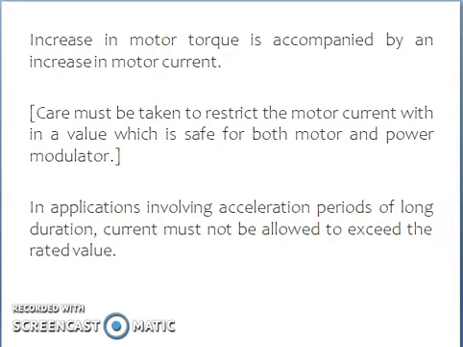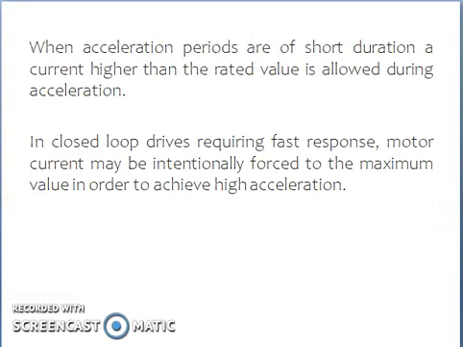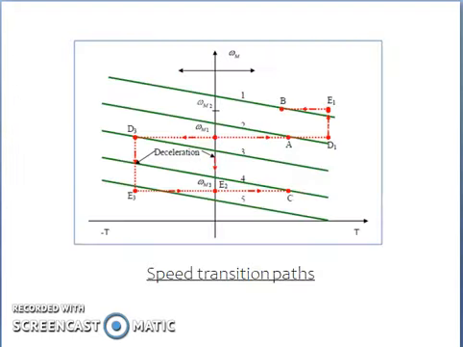Then in the closed loop systems, to get the fast response, the current can be allowed up to its maximum value to get the higher acceleration. This figure shows the transition from operating point A at speed omega m1 to operating point B at a higher speed of omega m2.